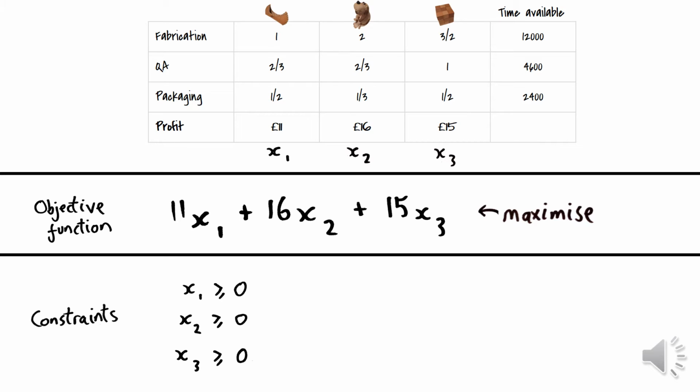Finally, we have our other constraints. Here, the maximum time available for each manufacturing step. These must be in the form of a linear function less than or equal to a constant, which sounds more complicated than it is. They just look like this.